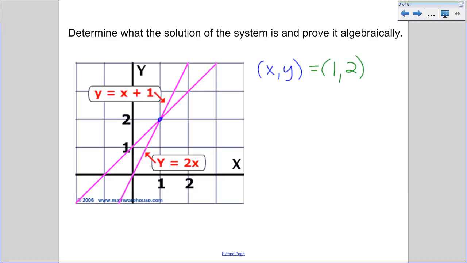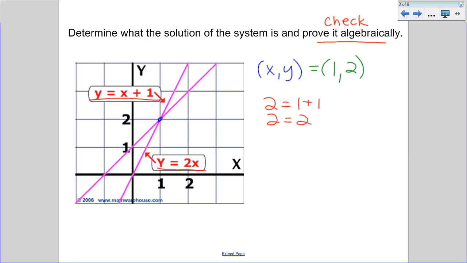All right? So it says determine what the solution is. Now it says prove it algebraically. That prove algebraically, ladies and gentlemen, is just a really fancy way of telling you to check. That's all they want you to do here, is to check your solution. Well, how do I check my solution? Well, I've got two equations. I've got y equals x plus 1 and y equals 2x. What I need to do is plug 1 in for x, and I need to plug 2 in for y. So I have 2 equals 1 plus 1.